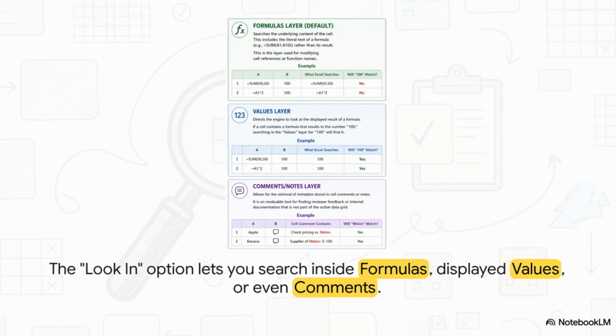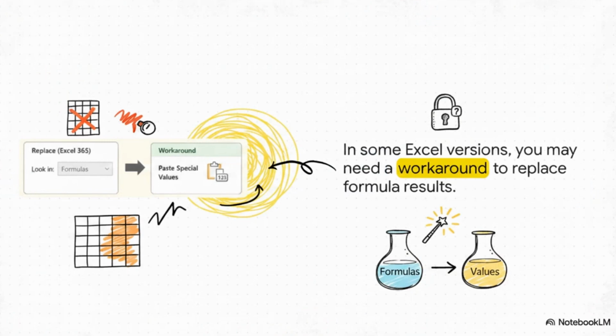But look at the second box. If you switch look in to values, Excel searches what you actually see in the cell. Now searching for 100 will find it. And finally, you can even tell it to look inside comments to find those hidden notes. Just a quick heads up here, something you might run into.